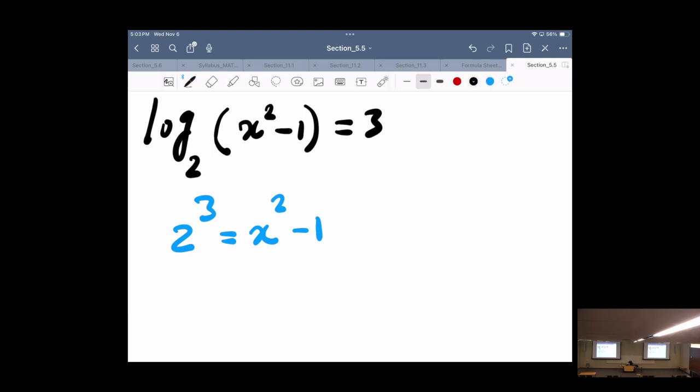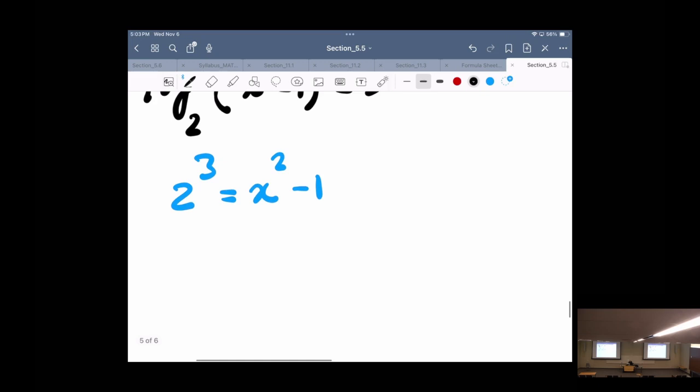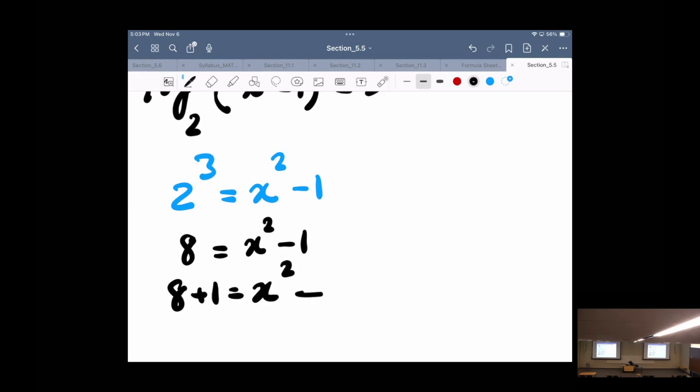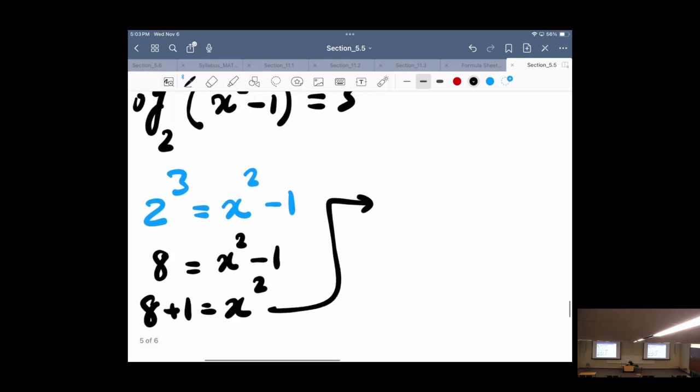Then what? Well, on the left we have 8. 2 cubed is 8. On the right we have x squared minus 1. So let's move the negative 1 from right to left. We get 8 plus 1 equals x squared. And then we get x squared equals 9, right?